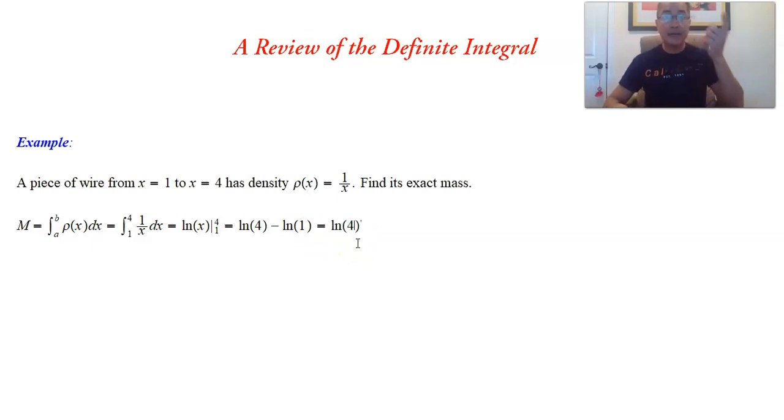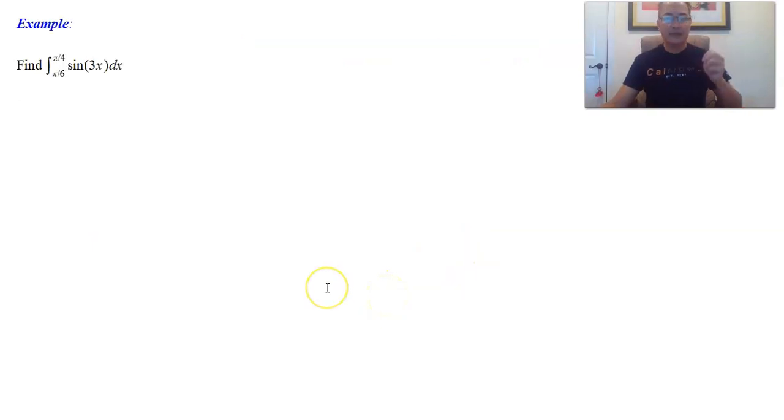That is the exact mass of this wire. So if this wire actually existed, and you put the whole wire on a weighing scale, it will read ln of 4, which is approximately how much? Yeah, it's about 1.386, whatever unit we are using. Maybe it's in grams, maybe it's in something else. All right, so that was a fairly easy computation.